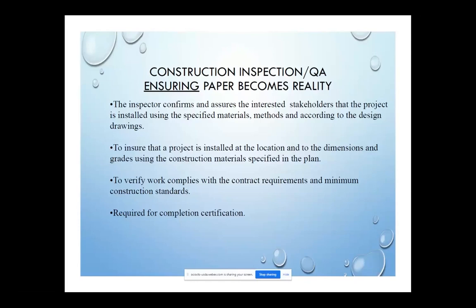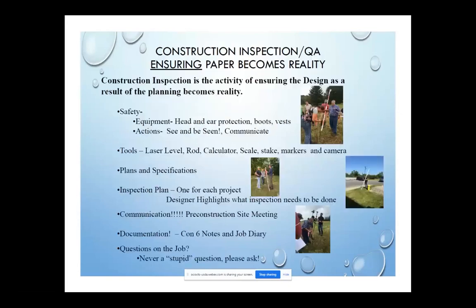So somebody has to sign the as-built documentation, and that is the design approver has to sign the as-built documentation and assure to the taxpayer that the projects were installed according to the designs and specifications and standard criteria. So construction inspection, again, is the activity of ensuring the design becomes a reality.